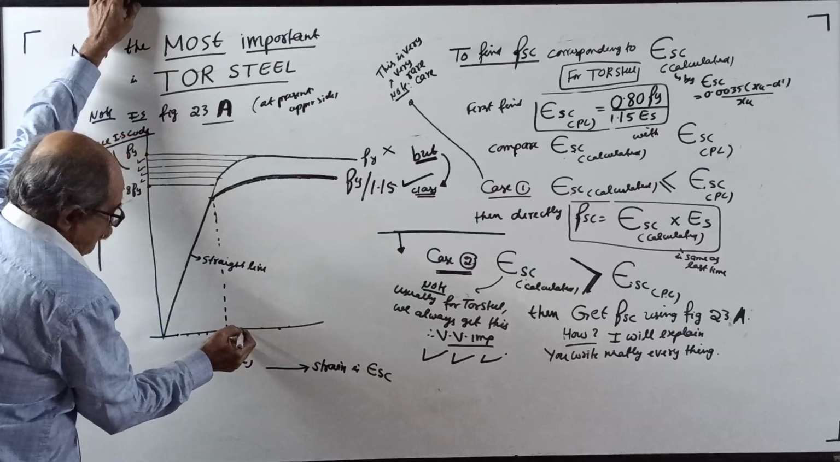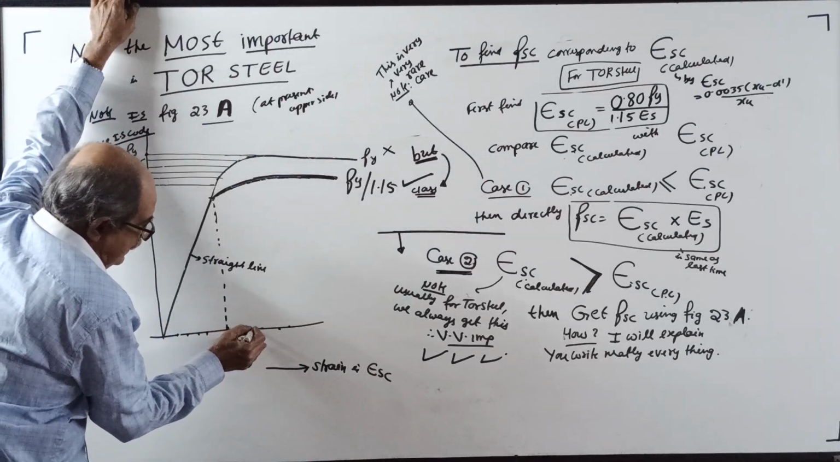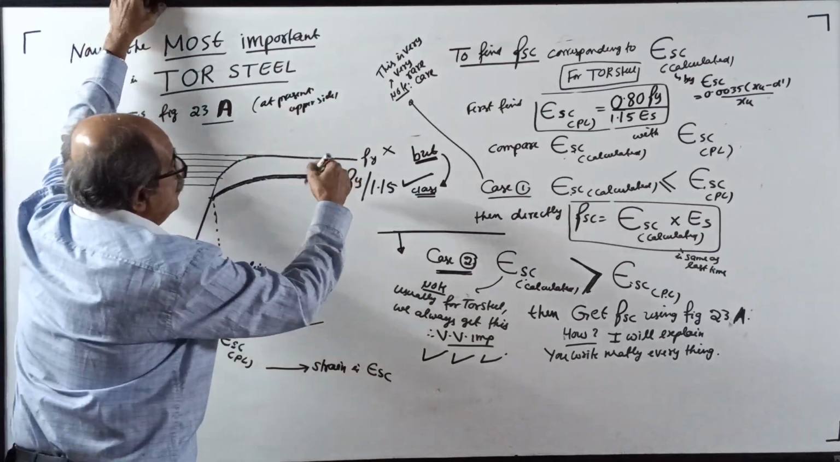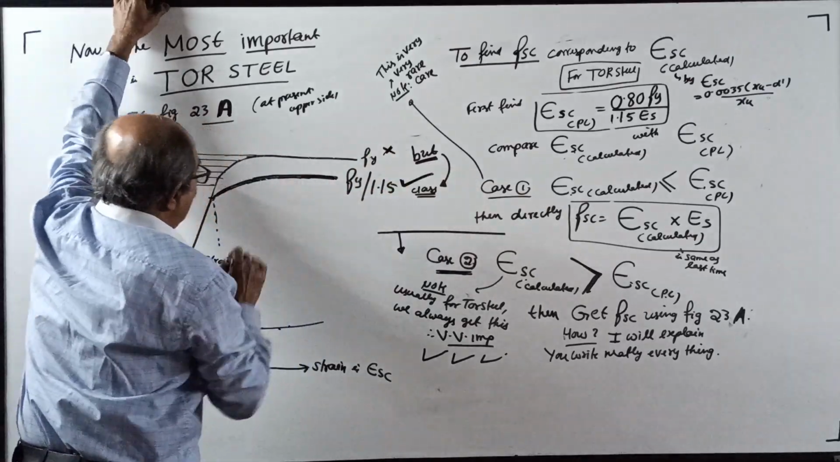Wherever you are, it may be here. Surely one thing is sure, you are on this side. See, you are on this side. That is guaranteed. Now, you should not use the Fy curve. You should use Fy by 1.15.